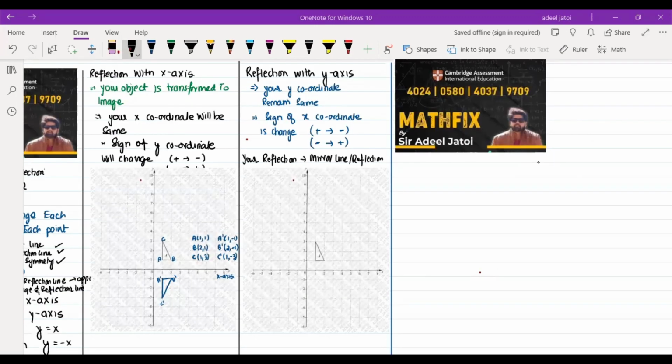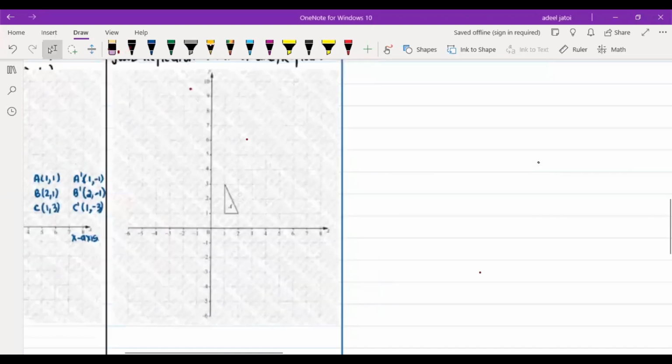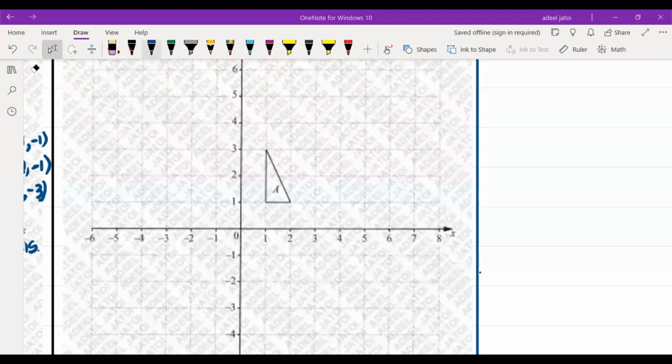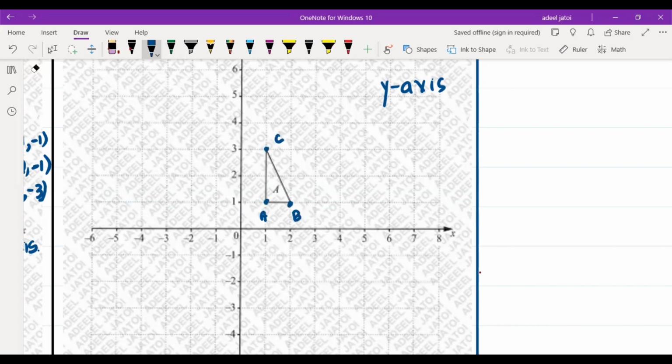So here's the shape or the graph that we will be solving. Let's say that this is your object given, which you need to reflect with the y-axis. If I need to reflect with the y-axis, let's do it directly first. Considering there are three coordinates, one is A, the other is B, and this becomes C. Your A is (1, 1), your B is (2, 1), and your C is (1, 3).